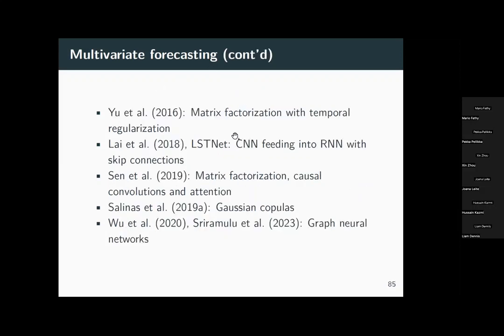I mean, some methods I want to mention here: a paper from 2016 about matrix factorization, then 2018 LSTNet. That's a quite famous paper where they do CNNs that feed into RNNs with skip connections. 2019, these are kind of the same people from 2016, again matrix factorization with some causal convolutions and attention. Then 2019, we have a paper from the Amazon team with Gaussian copulas. This method is actually implemented in GluonTS under a name called DeepVar.